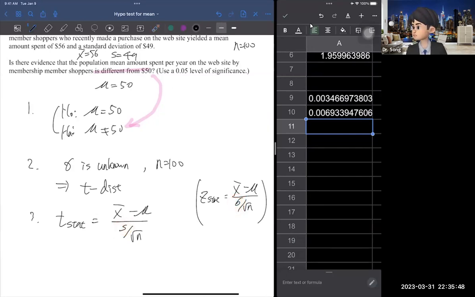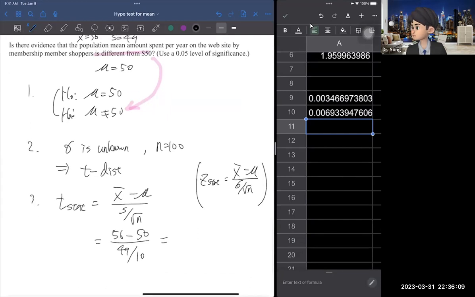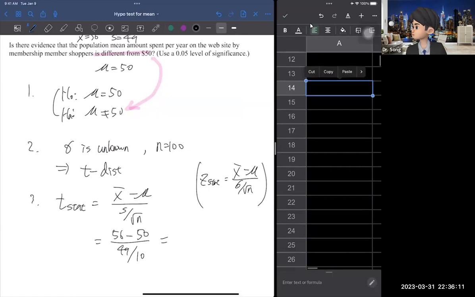So then the next step is that you need to plug in the numbers. Here the X bar is 56 and the population mean again comes from the null hypothesis, so I plug in 50, divided by the sample standard deviation, which is 49, over the square root of 100, because the sample size is 100. So that is basically 10. Now let me calculate this by using Excel. So the numerator is 6.